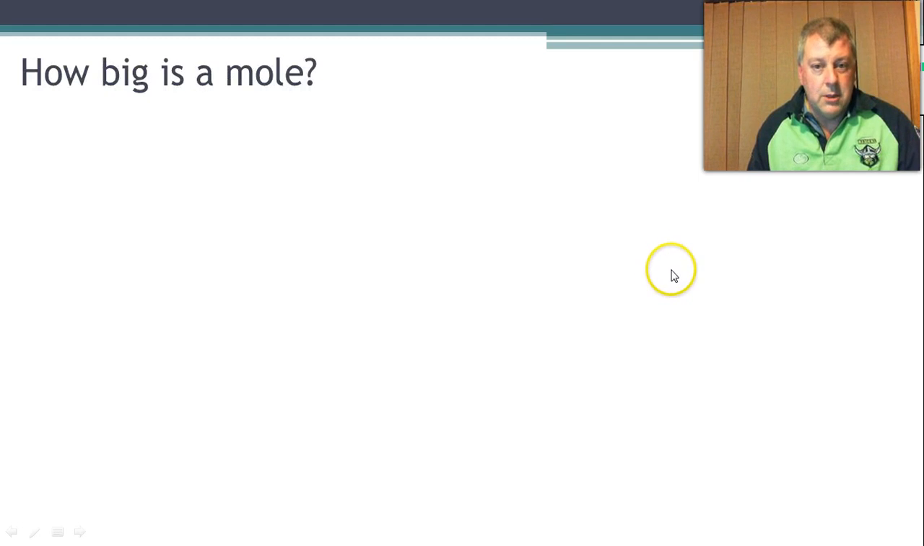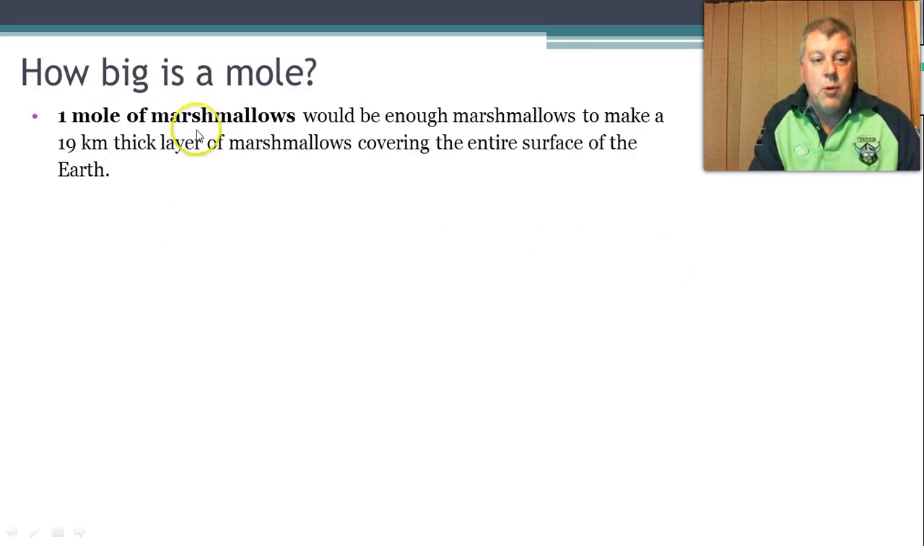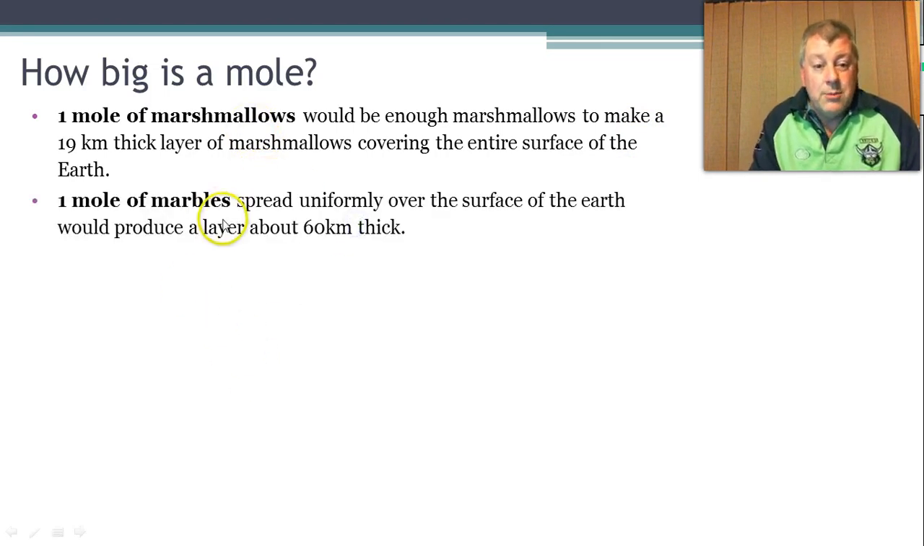So how big is a mole? Well, if you had 1 mole of marshmallows, that would be enough marshmallows to make a layer 19 kilometers thick, covering the entire surface of the earth. So imagine everywhere on the earth covered by 19 kilometers of marshmallows. That's a lot of marshmallows. 1 mole of marbles spread uniformly across the surface of the earth would produce a layer 60 kilometers thick. Now that's over the surface of the continents, so 60 kilometers.